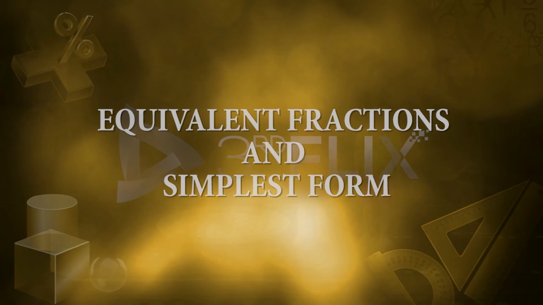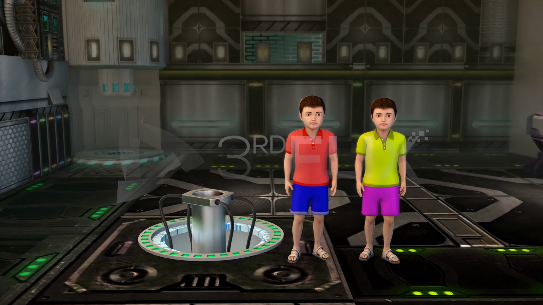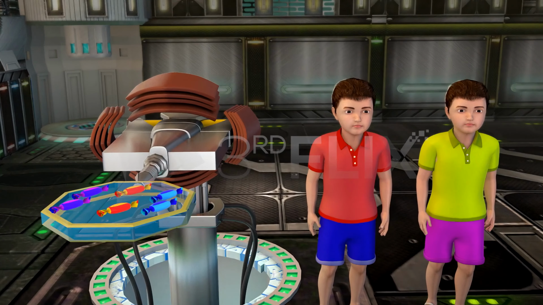Equivalent fractions and simplest form. Let us start with an example.